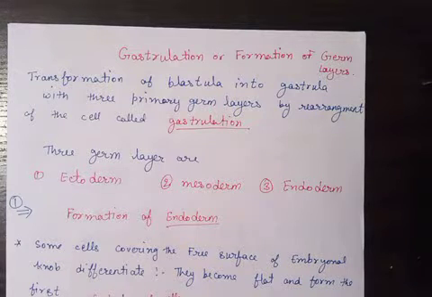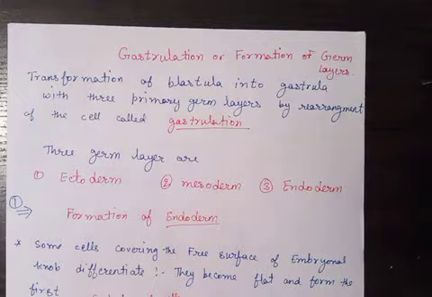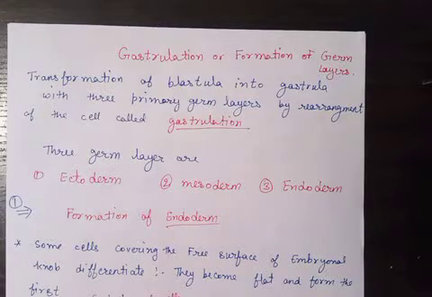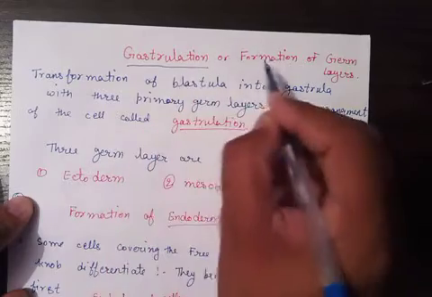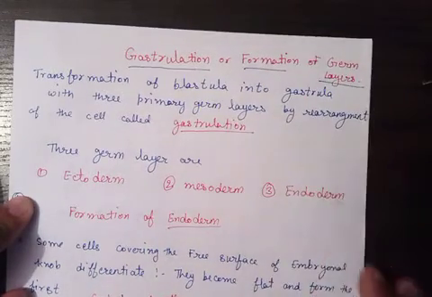In an embryo, we know that our body has three germ layers. The outermost is ectoderm, the middle is mesoderm, and the innermost is endoderm. So today we will discuss the formation of germ layers and the process of gastrulation.